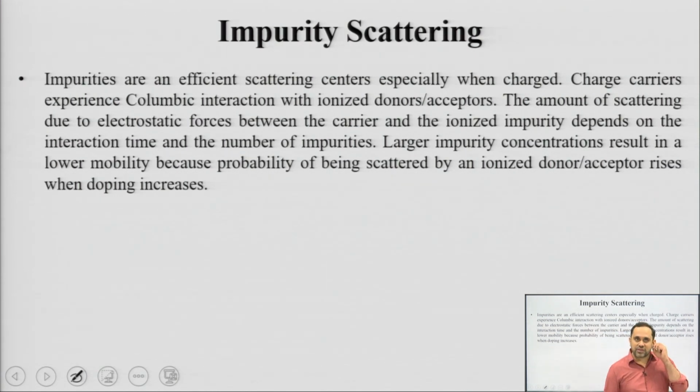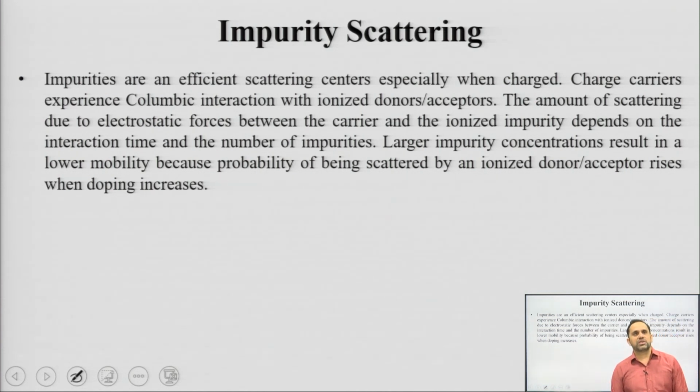Apart from phonon scattering, you also have impurity scattering. Impurity basically means doping. When you do doping in an intrinsic semiconductor, you add impurity atoms which get converted to ions, either donor or acceptor ions. Again, these ions are heavy, so they do not move, but they can scatter your charge carriers. A positive donor ion can attract electrons, a negative acceptor ion can attract holes, and a positive donor atom can repel some of the minority holes, same for electrons.